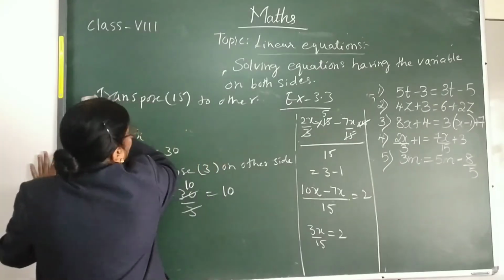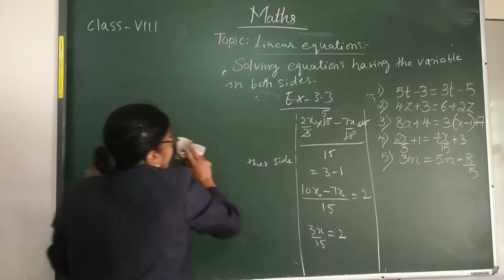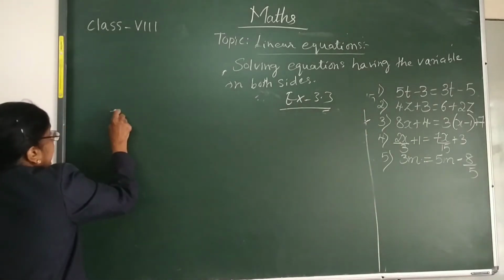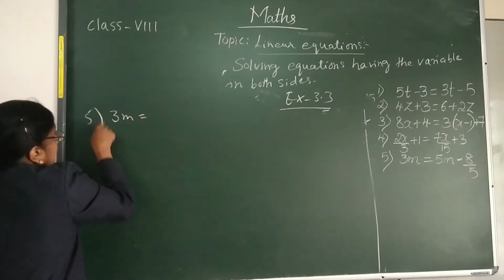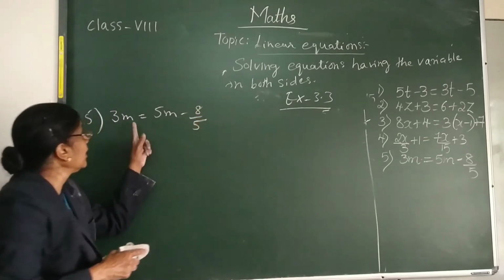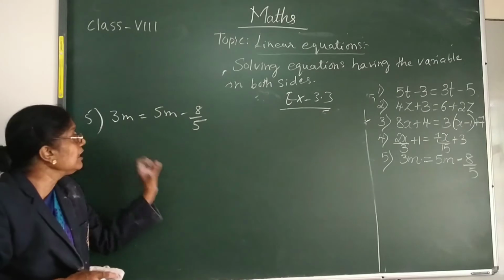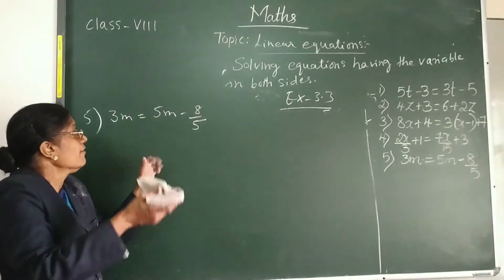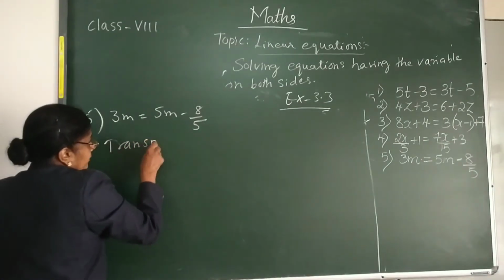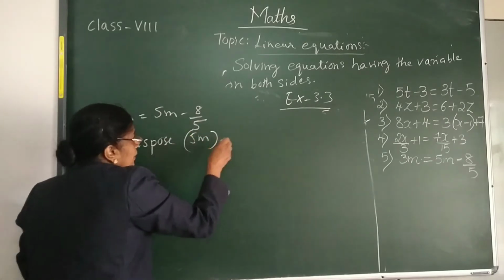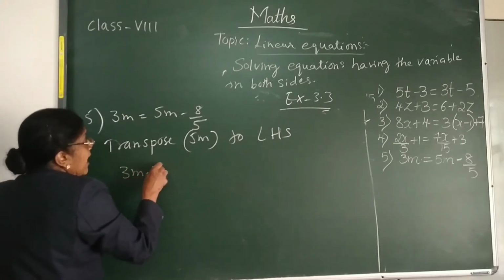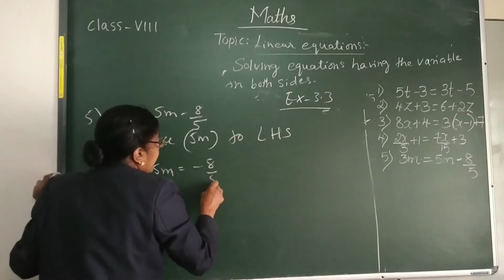Now we will go to the last sum of this exercise. Let us see how to solve it. So what does the last sum say? The last sum says that 3m is equal to 5m minus 8 by 5. So here there is no constant on the left hand side. Only we have to transpose the variable from the right hand side to the left hand side. So transpose 5m to LHS, left hand side. So what will we get? 3m minus 5m is equal to minus 8 by 5.